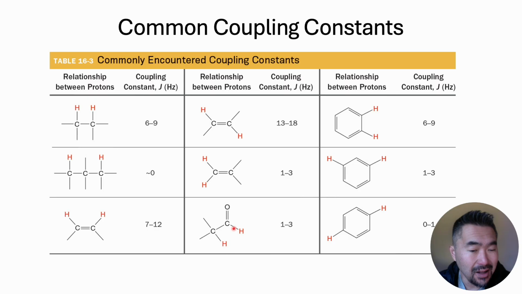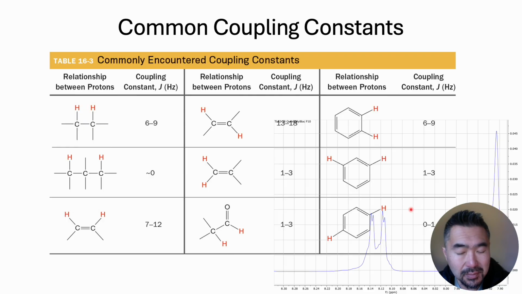Same with an aldehyde. This we would call vicinal coupling, because vicinal means neighboring carbon. Vicinal coupling on benzene is about the same as in an alkane. There's that exceptional double coupling case, and if it's on the opposite side, you could basically consider it as not coupling. Now, these tiny coupling constants, like 1 to 3, typically look like this.